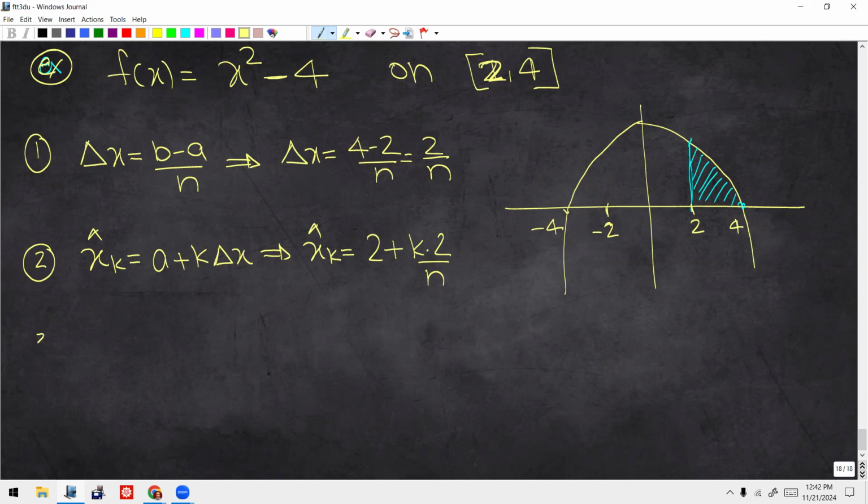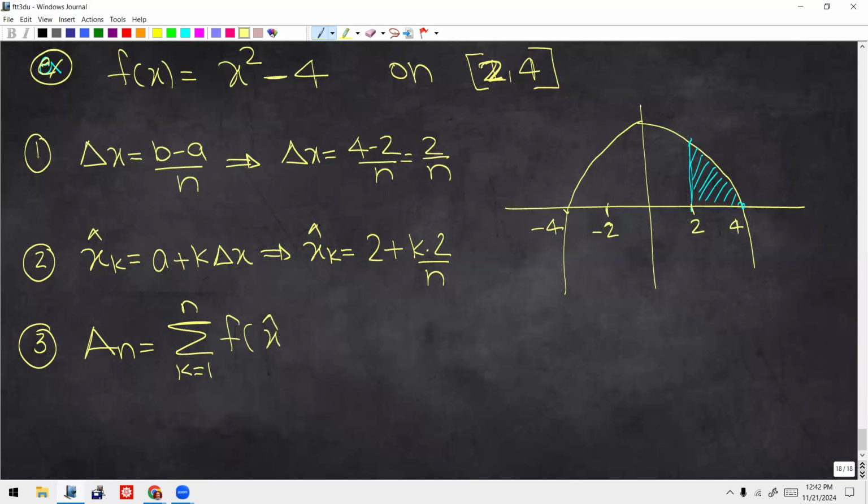Next step is what? Find the area of n rectangles. And to do that, we added them all up using the summation notation by taking the height of each rectangle and multiplying it by the width of each rectangle, right? Using k's that gave us each one. When k was 1, that gave us the first rectangle. When k was 2, it gave us the second rectangle, and so on.